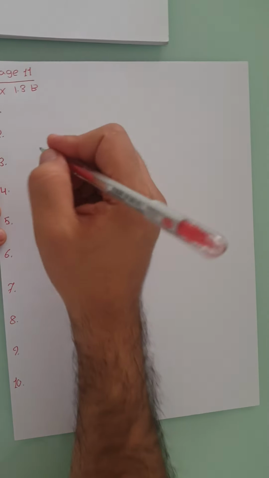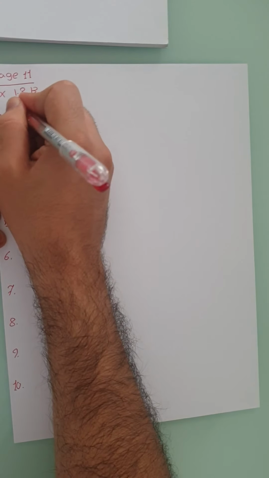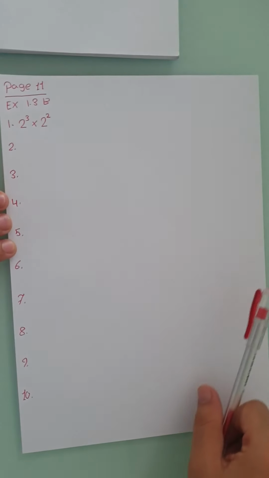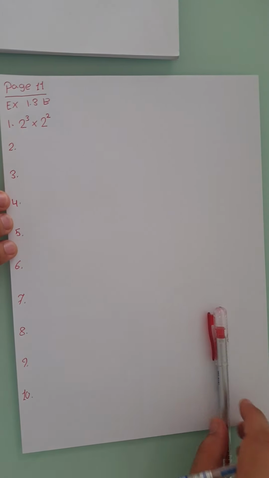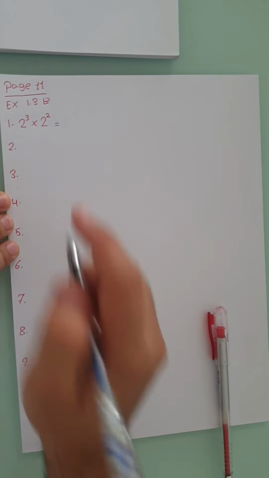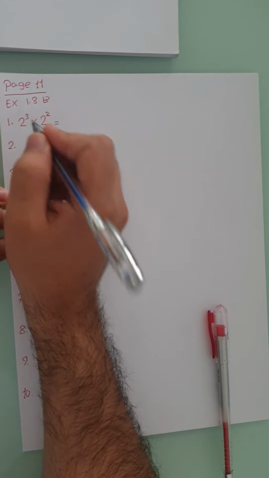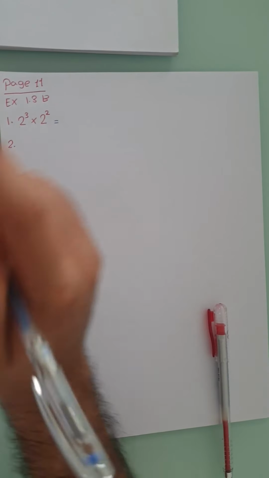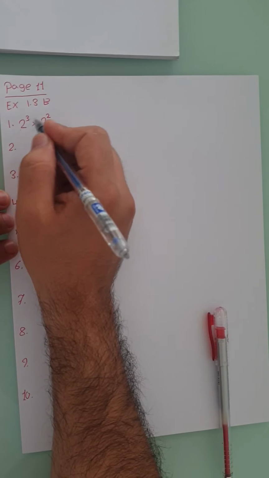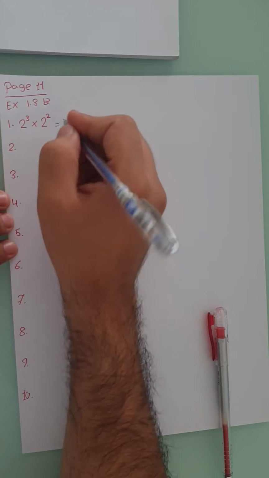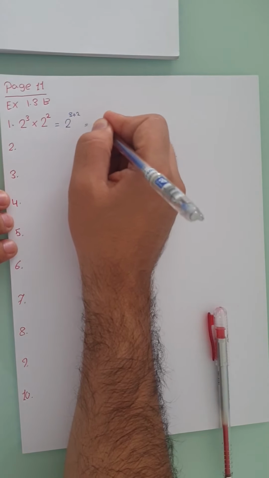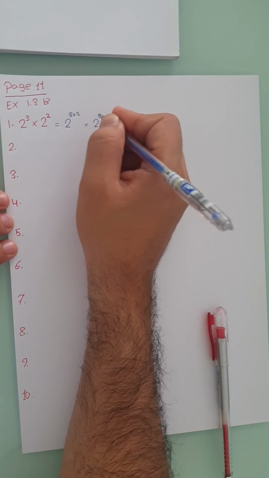Okay, question 1 says 2 to the power of 3 times 2 to the power of 2. How to answer such a question? We check. You know that our rule only works when we have the same base. So same base, yes. What happens to the multiplication? We mentioned that if we have the same base and multiplication, we add the powers. So 3 plus 2, how much? 5. It is actually 2 to the power of 3 plus 2, which is 2 to the power of 5.